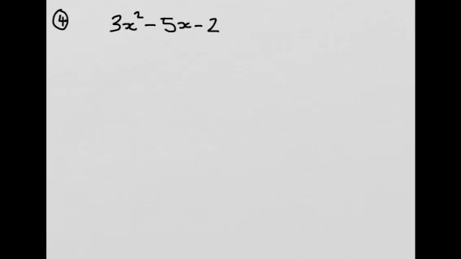Question 4, factorise. So into 2 brackets, must be 3x times x to make 3x squared. You just need to decide where the 2 and where the 1 goes, and whether it's plus 2, minus 1, minus 2, plus 1, and so on and so on.